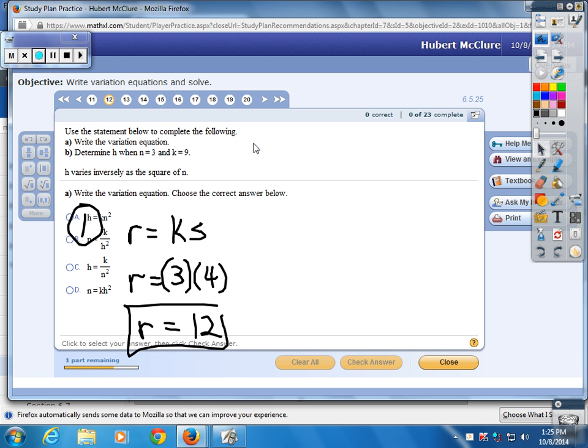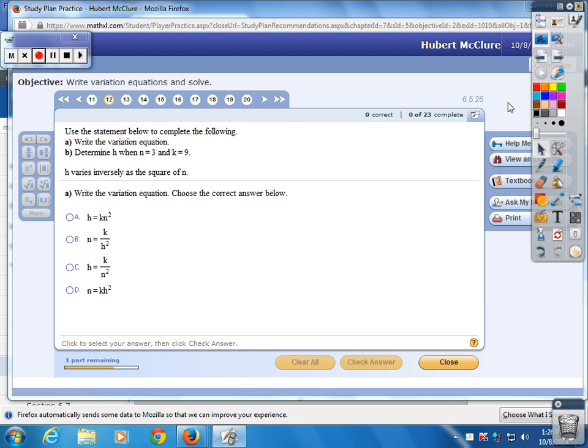And then they jump to number, let's see, use the very inversely as the square of n. So, all right, let me go ahead and go to this because they take about 3 steps and then they jump over those 3 steps. I want you to look and I want you to highlight in red that right there. Highlight that. It says varies inversely. H varies inversely as the square of n.